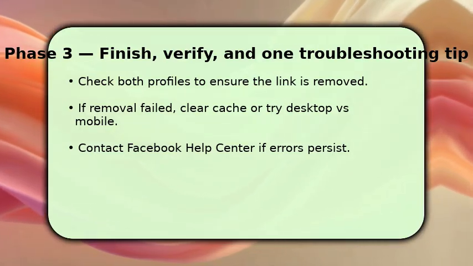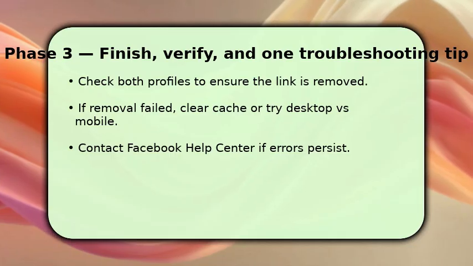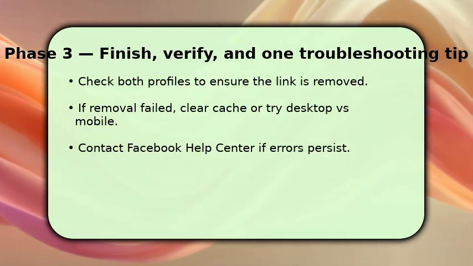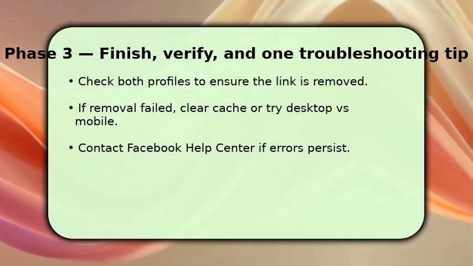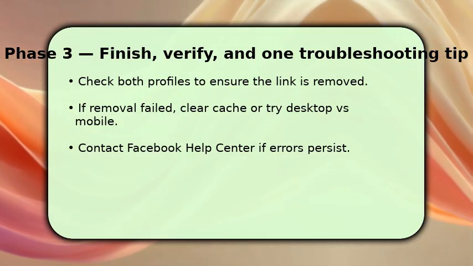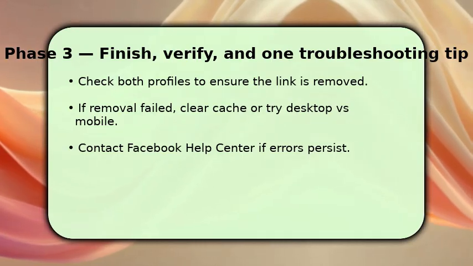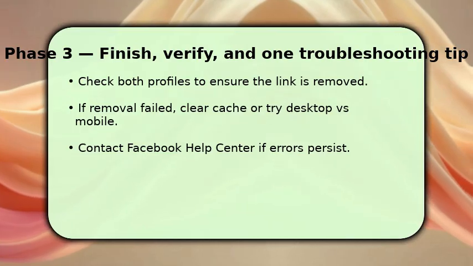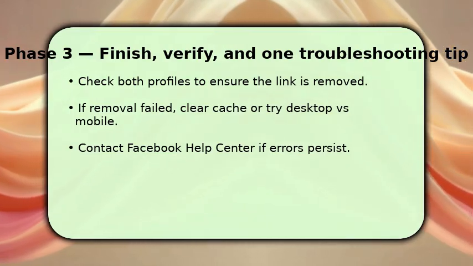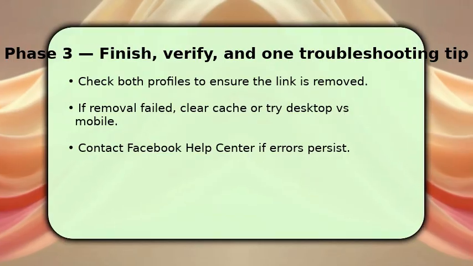If you still see the family tag, clear browser or app cache, or switch from mobile to desktop and repeat the removal steps. Sometimes the client syncs slowly. If errors persist or the option is missing, open Facebook Help and report the problem. Give screenshots and exact steps so support can resolve permission or syncing issues efficiently.